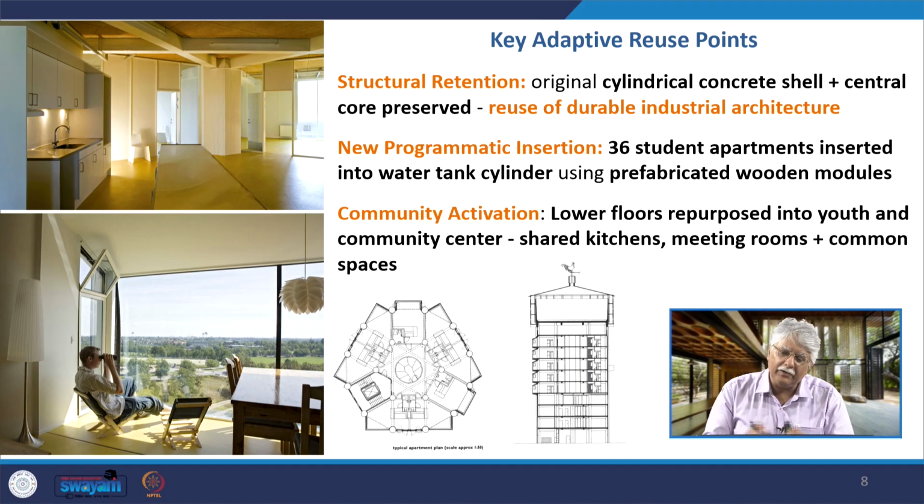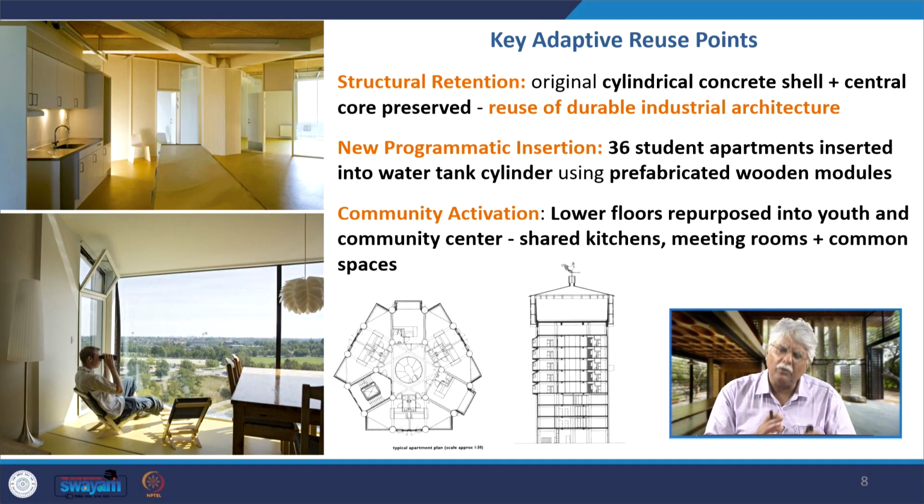The key adaptive reuse points in this building were, first, the structural retention. What are we able to retain? The original cylindrical concrete shell and central core was preserved and reused because it was very durable industrial architecture, and that is something we see over and over again. Like in Manhattan, in New York for example, the use of warehouses converted into open plan apartments is durable industrial architecture adaptively reused.